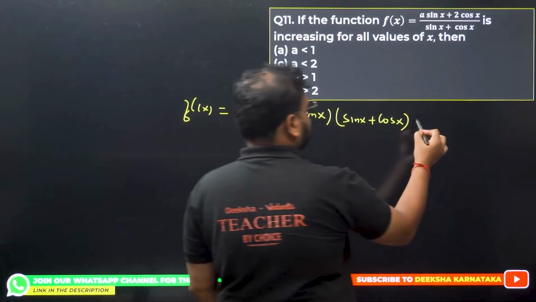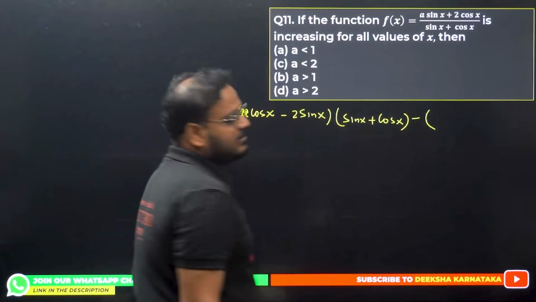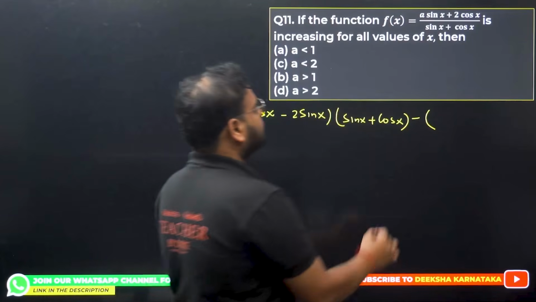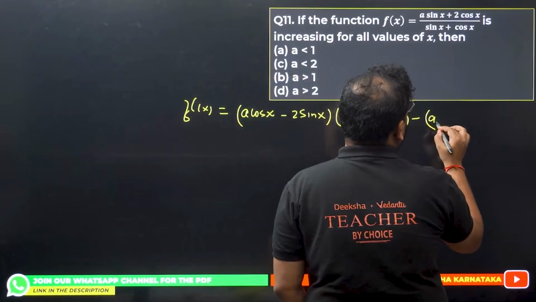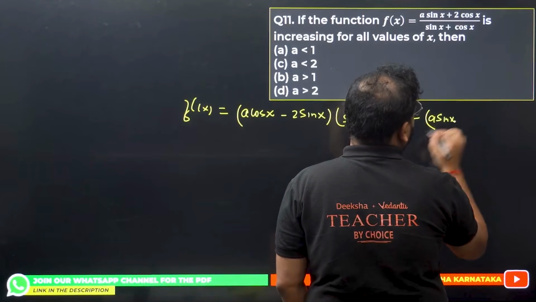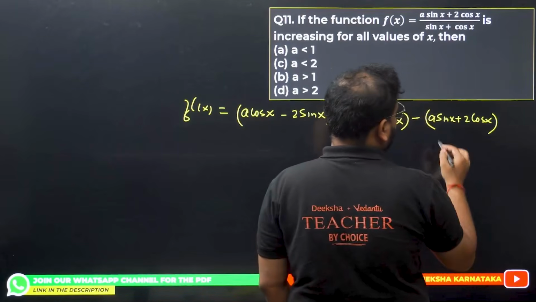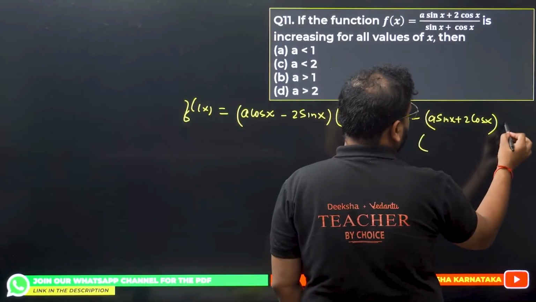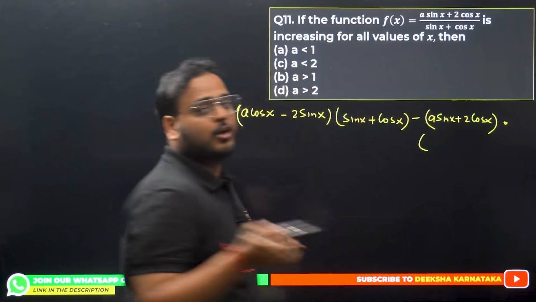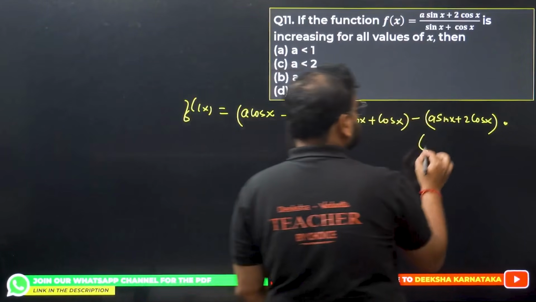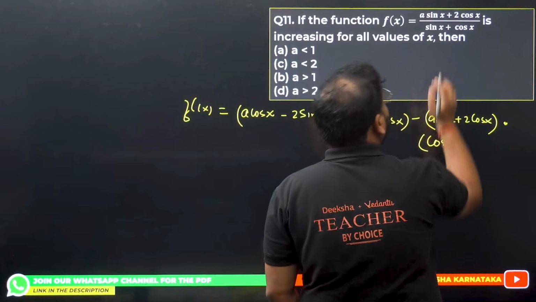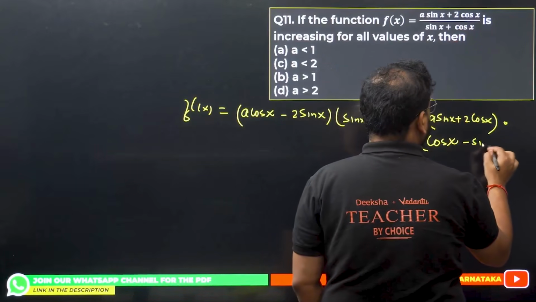Next is, there's a minus sign of course. This time you're going to keep the numerator as it is. So right here, a sin x plus 2 cos x. Now this time you have to differentiate the denominator, this is the sum over here. Sin x will come as cos x. Cos x will become minus sin x. Done.